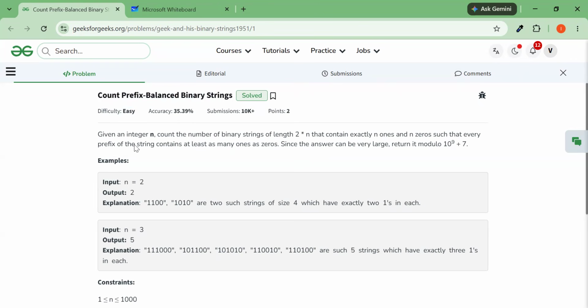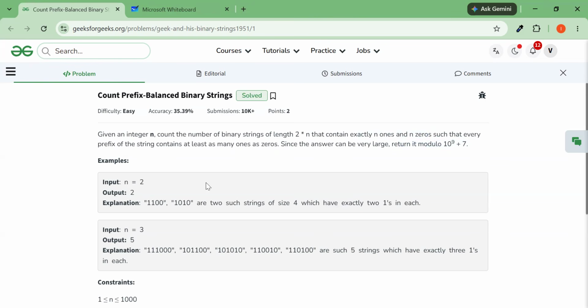Let's see what the problem is saying. We are given an integer n and we have to find the number of binary strings of length 2n that contain exactly n ones and n zeros, such that every prefix of the string contains at least as many ones as zeros. Since the answer can be very large, we have to return it modulo 10 raised to the power 9 plus 7.